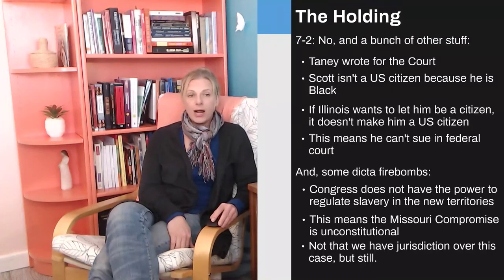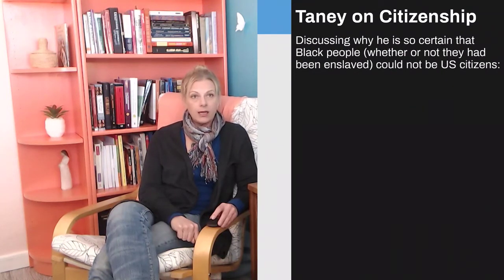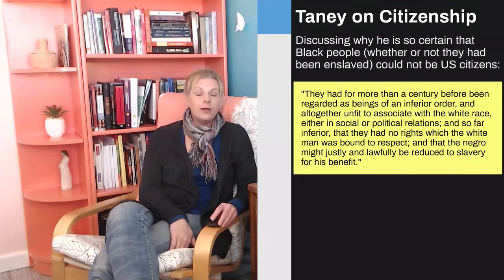And perhaps one of the most infamous lines in this opinion is this section where Justice Taney is talking about why he is so certain that Black people, no matter whether they had been enslaved or not, could not possibly be U.S. citizens. And the language here is shocking, and I would say it was probably shocking to some people even at the time.